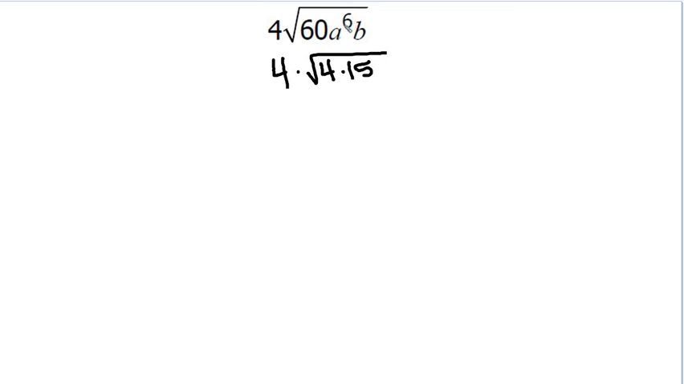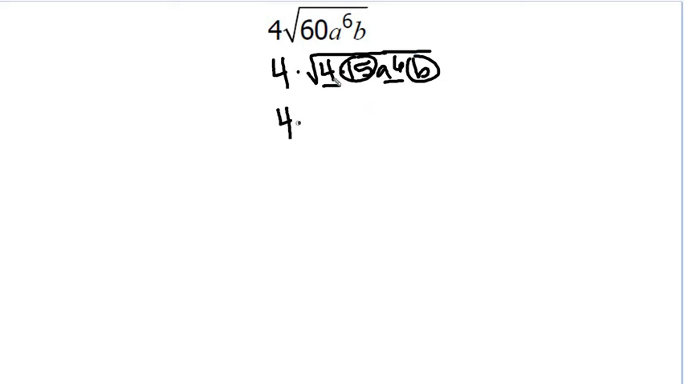So a to the 6, 6 is evenly divisible by 2, so I can leave it as a perfect square. And then I'm going to leave b. Now notice we're leaving both of those, but for very different reasons. A to the 6th is already a perfect square, and b has an exponent of 1, which is less than my root, which means I can't do anything with it. It's not going to come out. So I have 15, a to the 6th is coming out, and b is staying in.